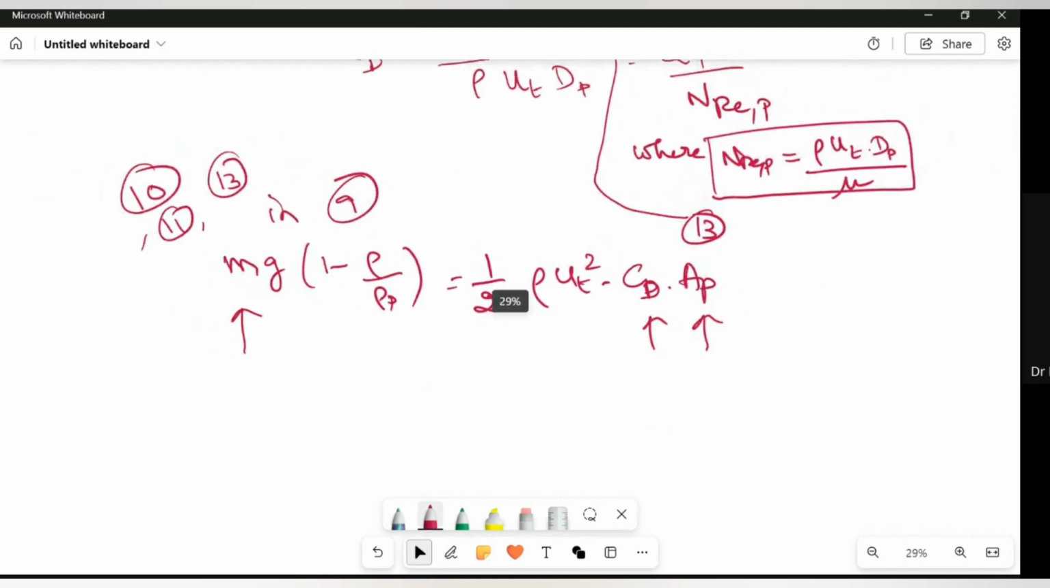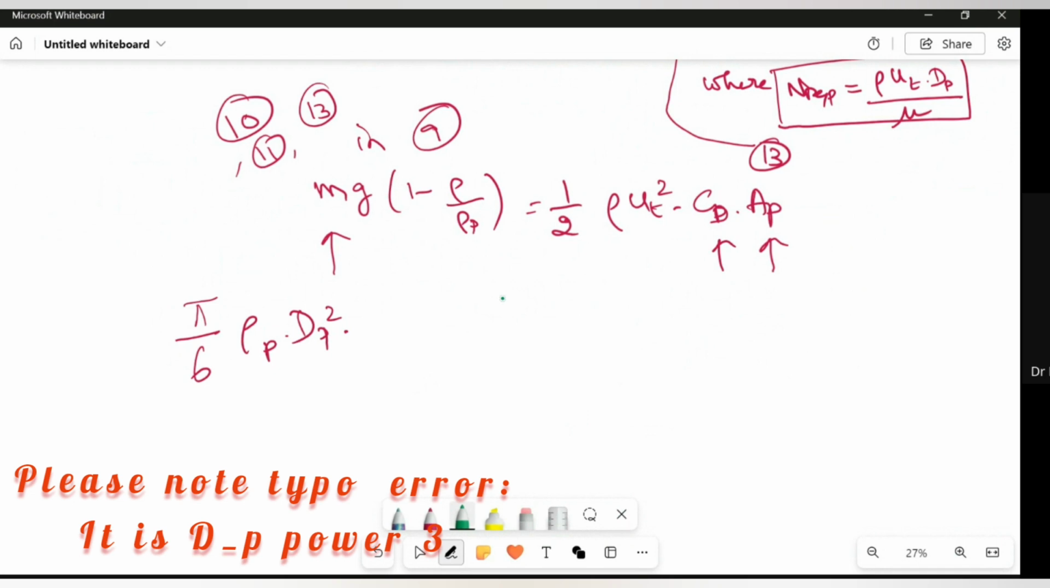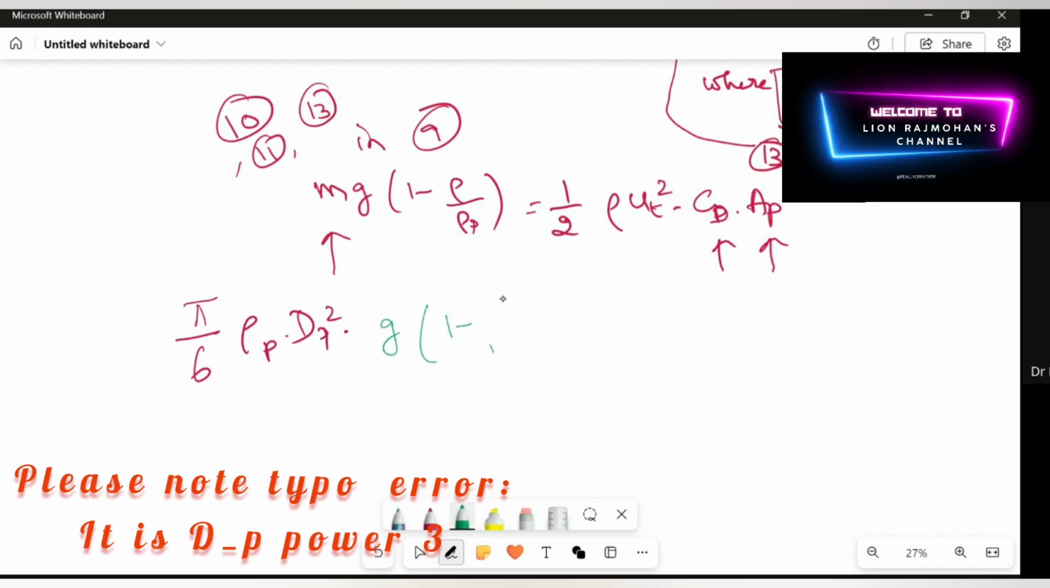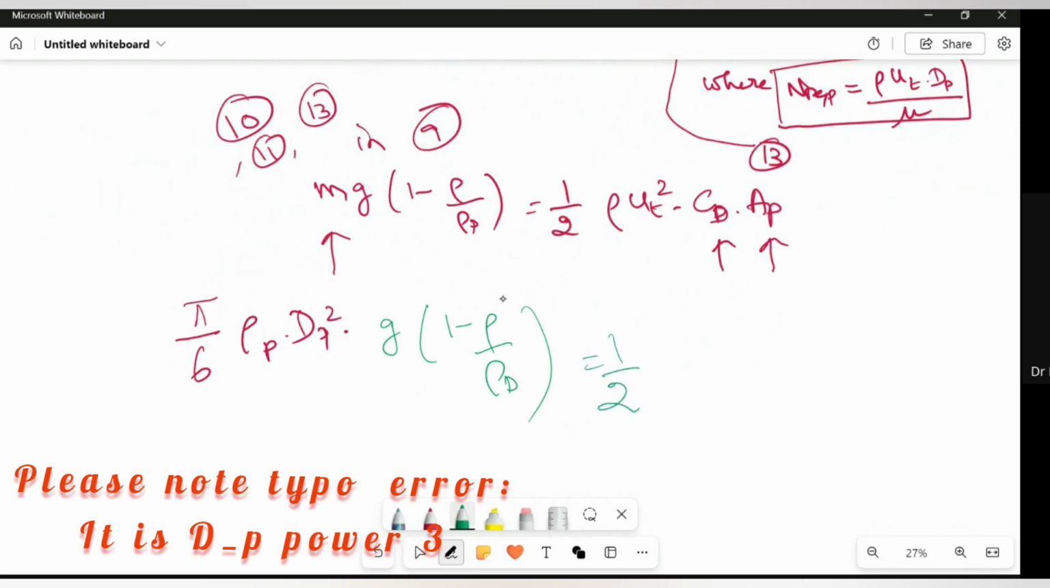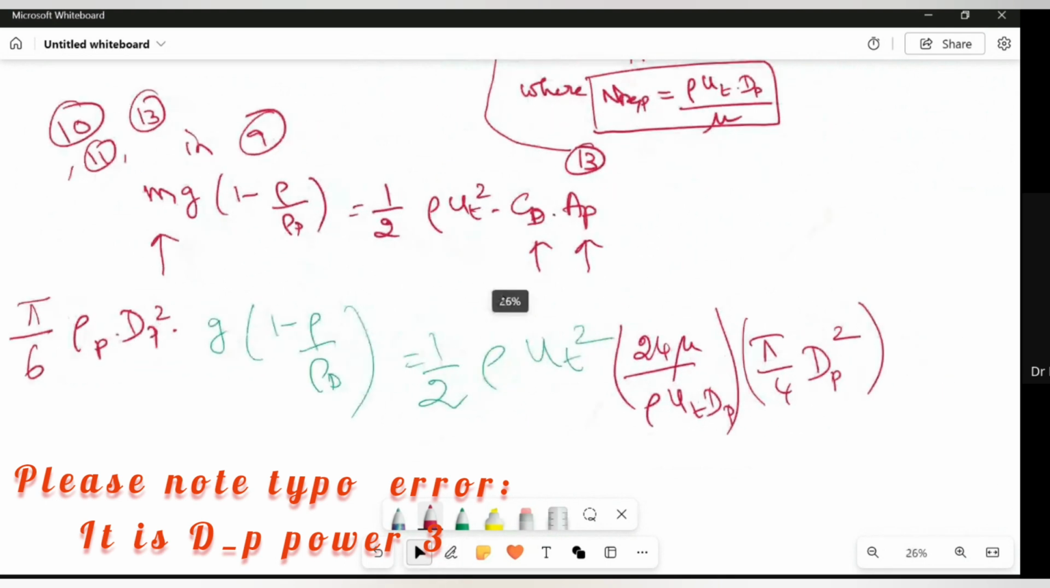What is m? M is pi by 6 rho p dp cube, dp cube actually, into, as usual in the equation we have g into 1 minus rho by rho p equal to half into rho ut square, and for CD we have 24 mu by rho ut dp, and for this projected area we have pi by 4 dp square. Can we simplify this now?